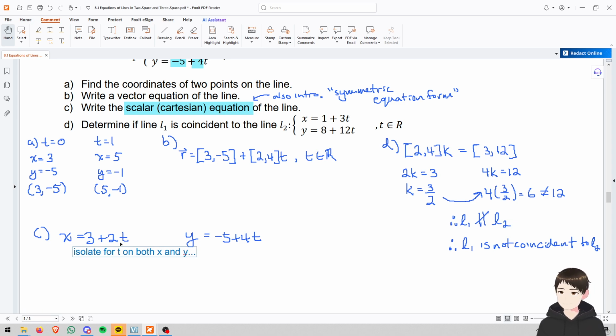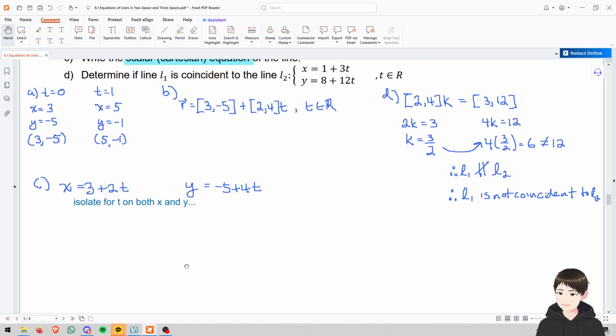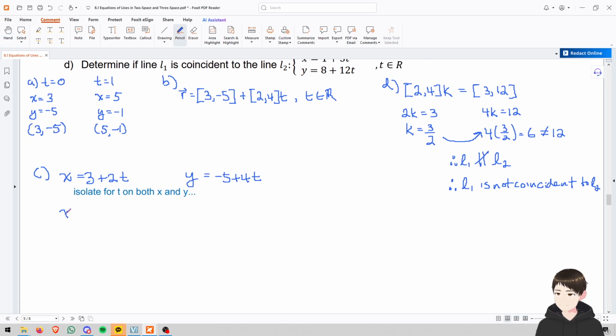Okay. So for x, I'm going to subtract both sides by 3 and then divide by 2. So x minus 3 equals 2t, and so t is equal to (x minus 3) over 2. Here, y plus 5 is equal to 4t. That means t is equal to (y plus 5) over 4.